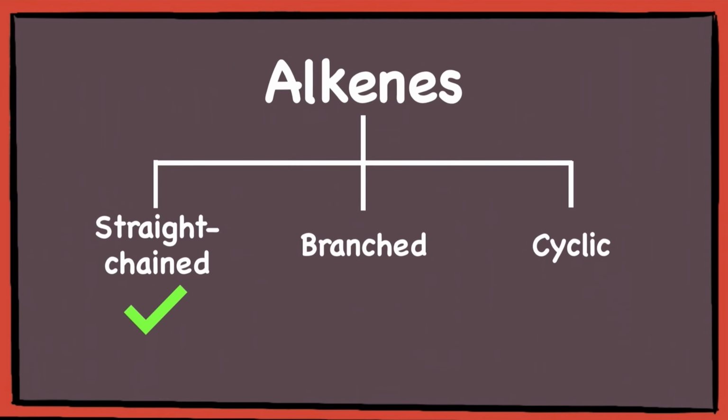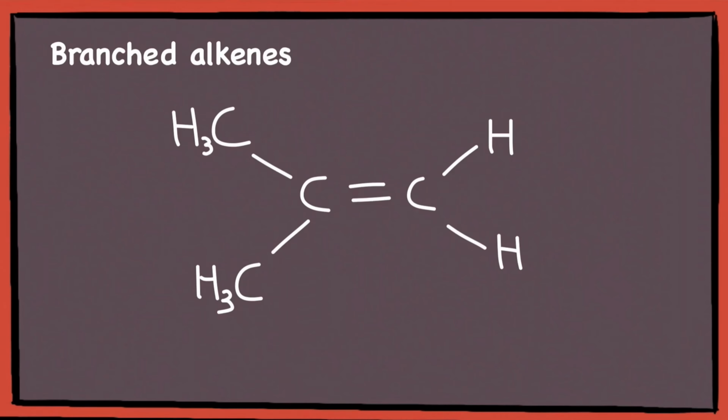For branch alkanes, like this one, step 1, we find the longest carbon parent chain first.